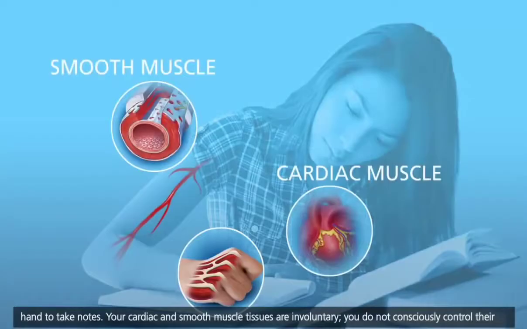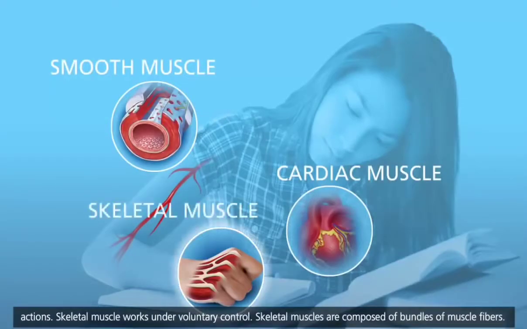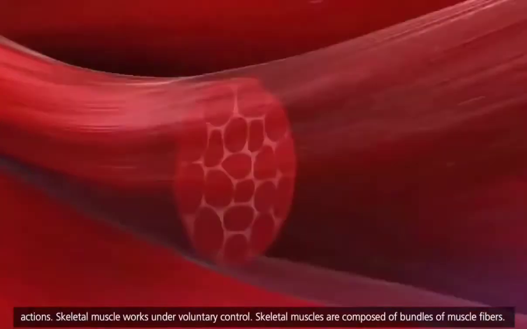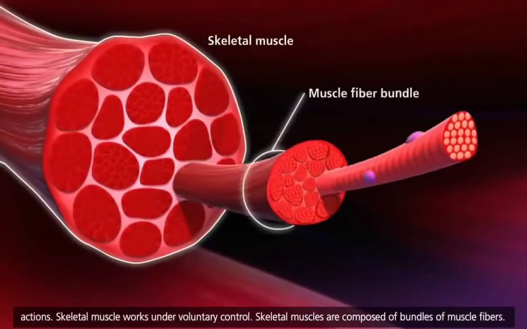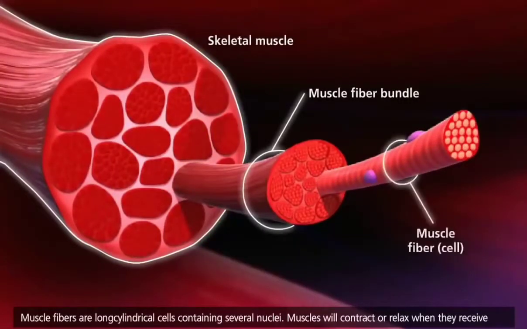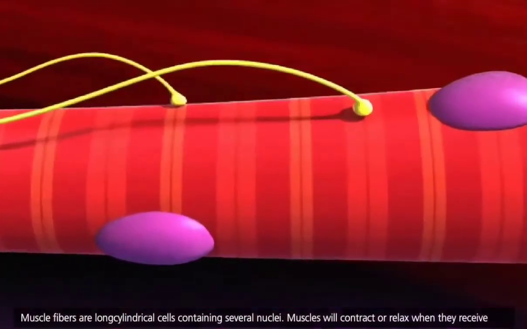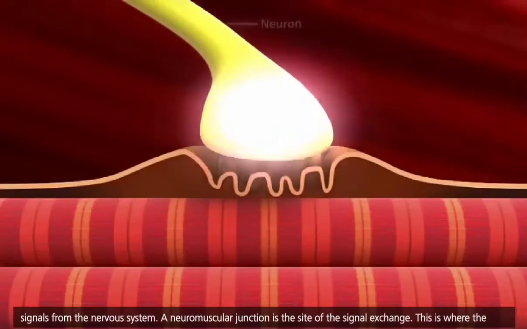So in this video we are going to discuss the muscle contraction theory, or sliding filament theory. First of all, we are going to discuss skeletal muscles, which work under voluntary control and are composed of bundles of muscle fibers. Muscle fibers are long cylindrical cells containing several nuclei. Muscles will contract or relax when they receive signals from the nervous system.